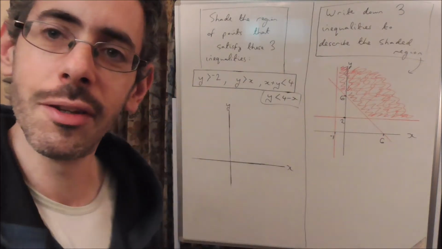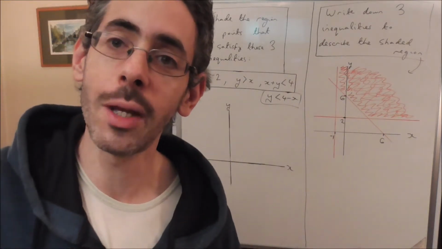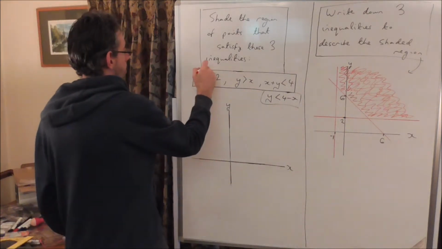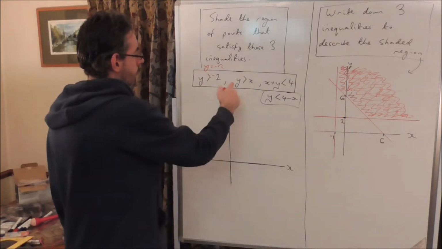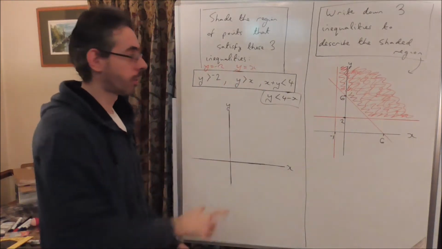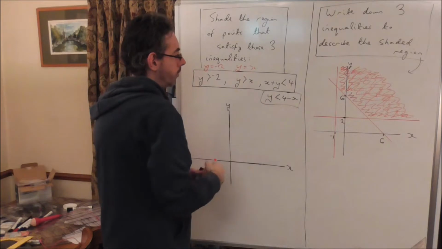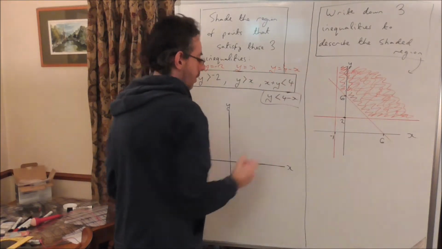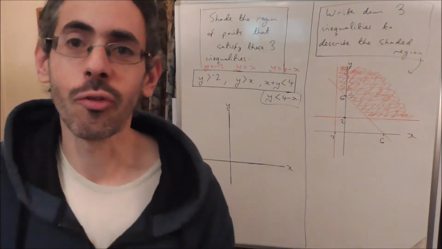Now before we can shade the correct region, we've got to draw the boundary lines. So we've got to draw the boundary line to this region, which is y equals minus 2. The boundary line to this region is y equals x, and the boundary line to this region, thinking of it in that form, is y equals 4 minus x. So let's draw those three lines.